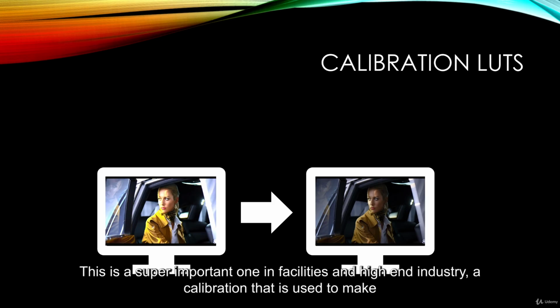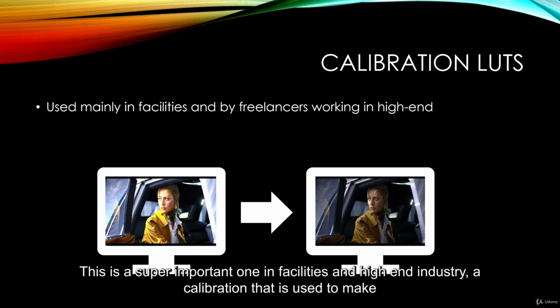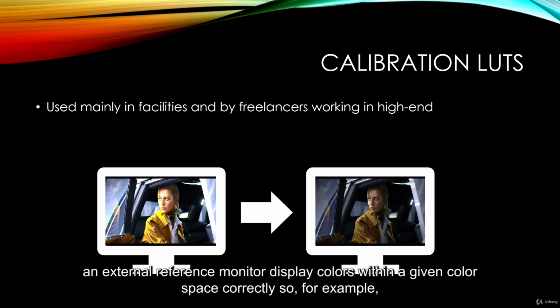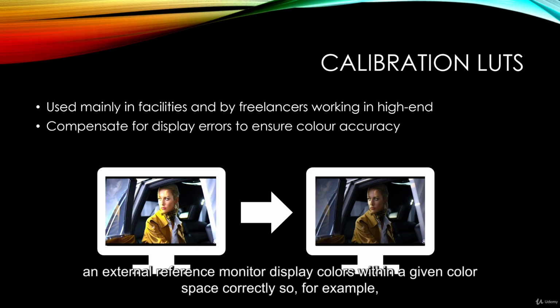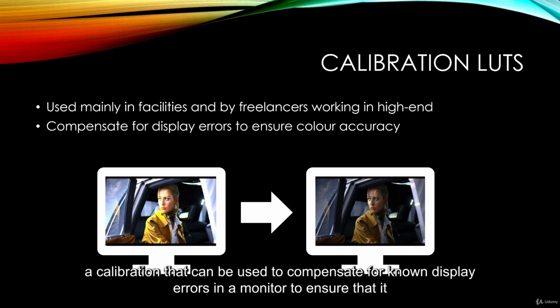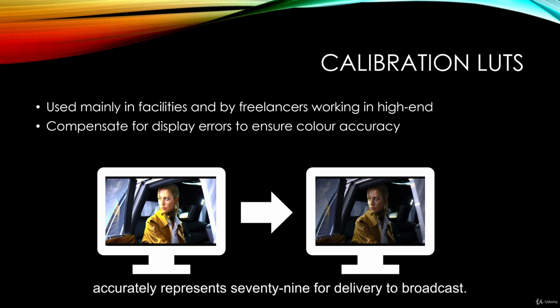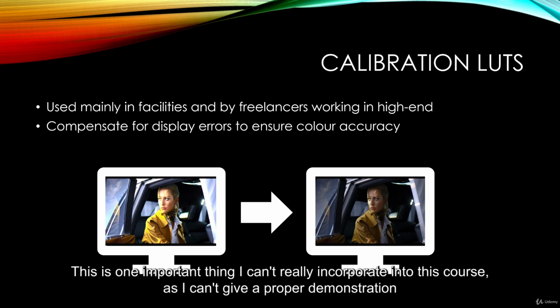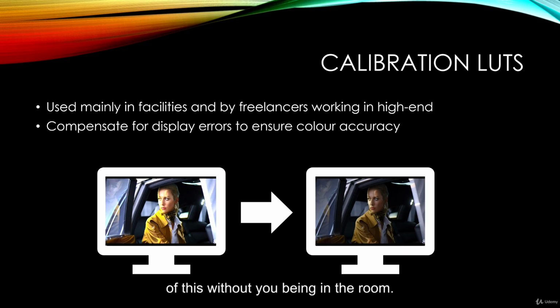Calibration LUTs. This is a super important one in facilities and high-end industry. A calibration LUT is used to make an external reference monitor display colors within a given color space correctly. So, for example, a calibration LUT can be used to compensate for known display errors in a monitor to ensure that it accurately represents Rec. 709 for delivery to broadcast. This is one important thing I can't really incorporate into this course, as I can't give a proper demonstration of this without you being in the room.